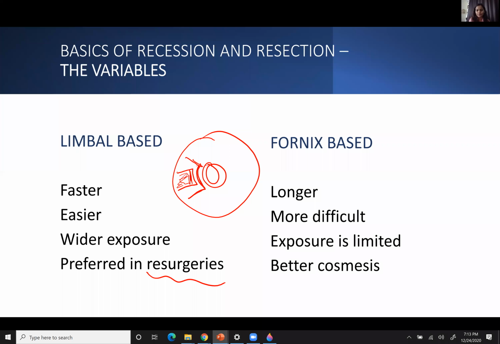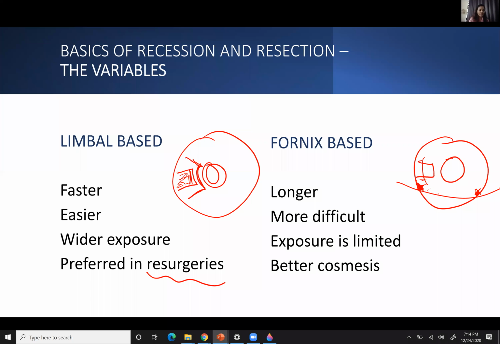So coming to fornix-based incision. What is a fornix-based incision is, say this is the eye and your fornices are here. If this is the muzzle, you take an incision somewhere in the fornix. Usually the incision is taken in the inferotemporal fornix so that the sutures get hidden behind the lower lid. Once you take the incision here, you know that the muzzle insertion is quite far from it and you actually have to hook it and separate it from all the attachments of the muzzle.